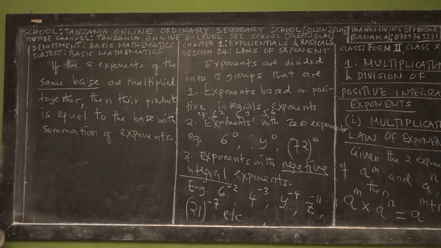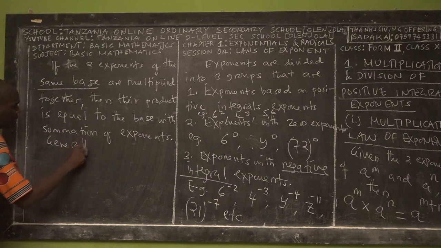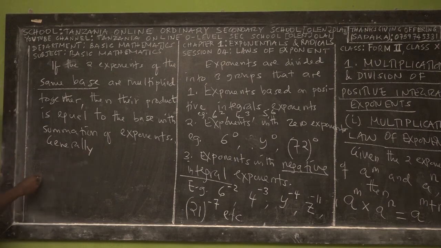Summation of exponents. In general, what does it mean? This multiplication law states that if we have an exponent a power m, and we multiply it with another exponent, a power n, the exponents are not the same, right? But the base is the same.